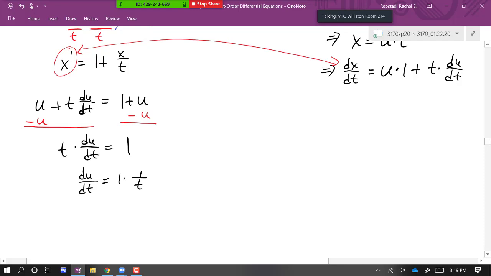So now how do we separate them? I want all my u's on one side and just the t's on the other.